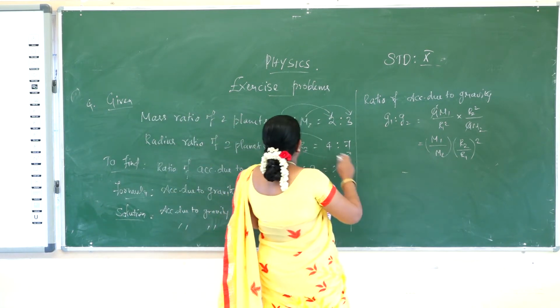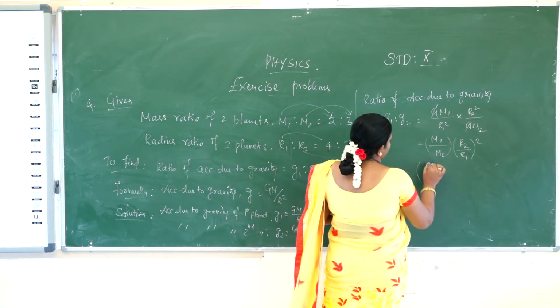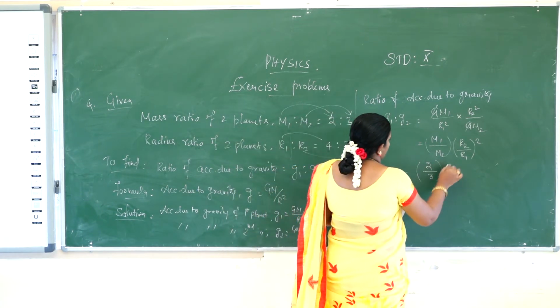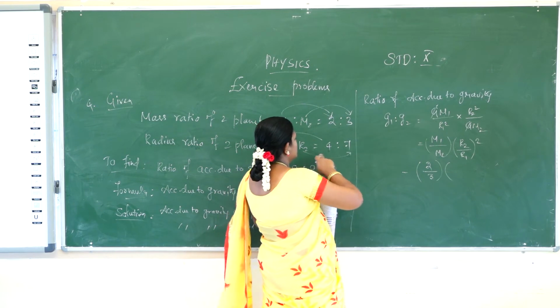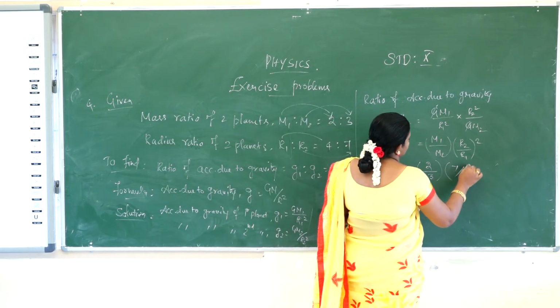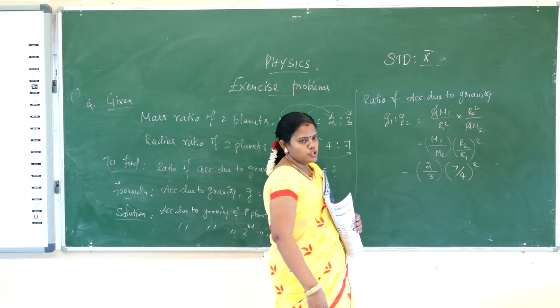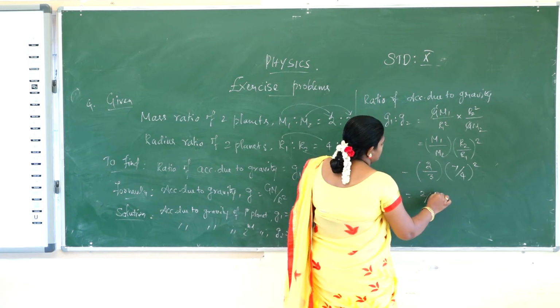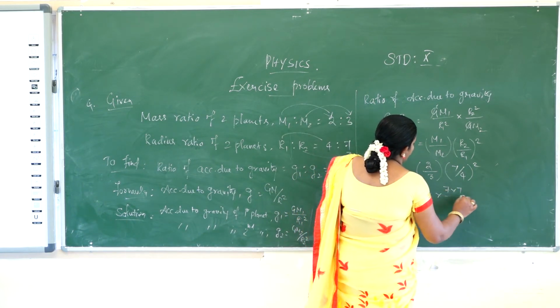Substitute the M1 values. M1 is 2, so 2. M2 value is 3, so 3. R2 value is 7 by R1 value is 4, the whole square. Okay. So 2 by 3, 7 by 4, the whole square. So 2 by 3 times 7 by 7 by 4 by 4.